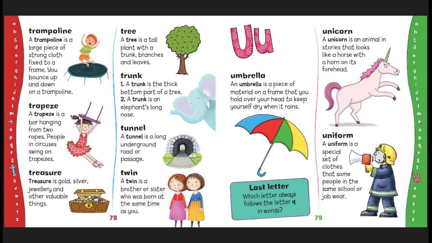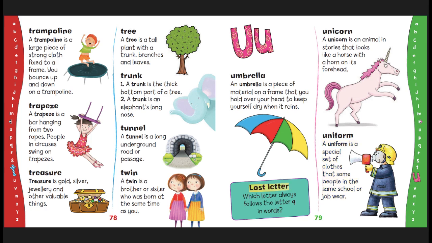U. Umbrella. An umbrella is a piece of material on a frame that you hold over your head to keep yourself dry when it rains. Unicorn. A unicorn is an animal in stories that looks like a horse with a horn on its forehead. Uniform. A uniform is a special set of clothes that some people in the same school or job wear.